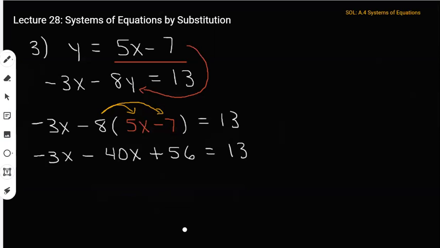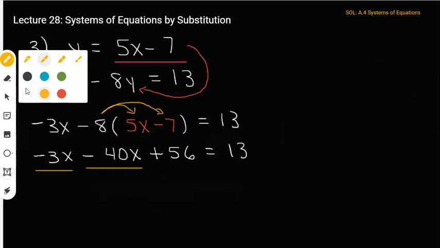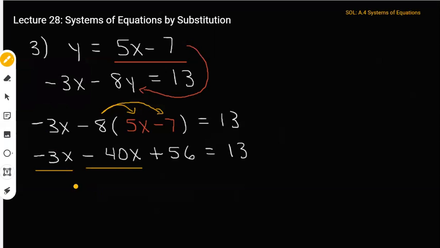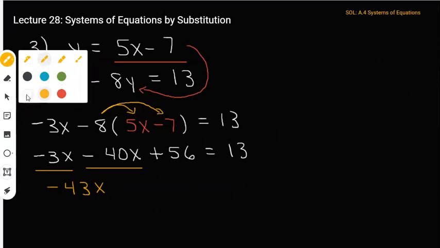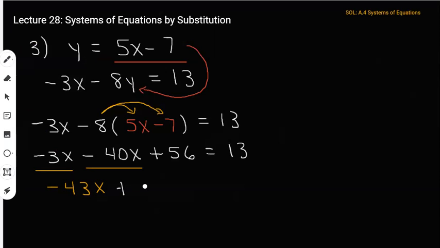So what you'll notice now is we have x terms that can be put together. So I'm going to underline the negative 3x and the negative 40x, and we're going to put those two terms together. So negative 3 minus 40, that's going to give me negative 43x. So it'll look like this. But I've also got that plus 56 that I need to bring down. And my 13.